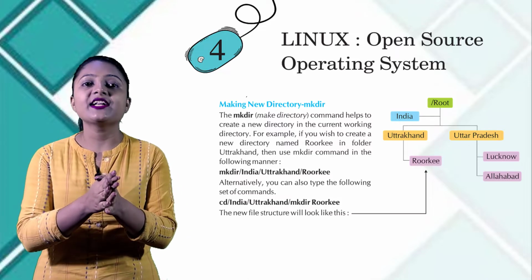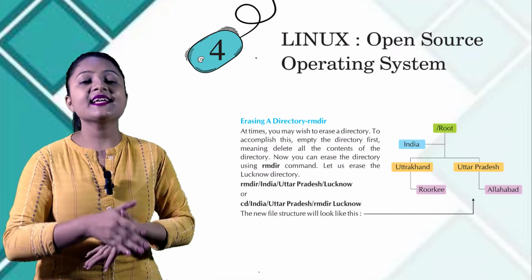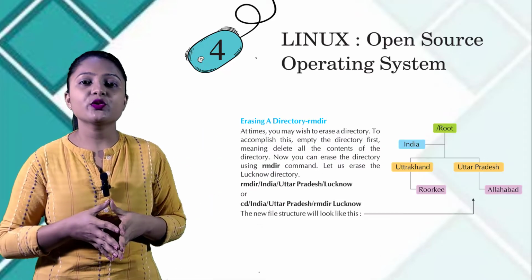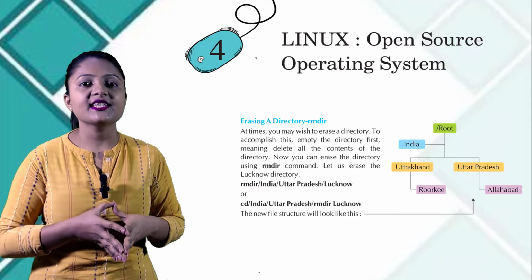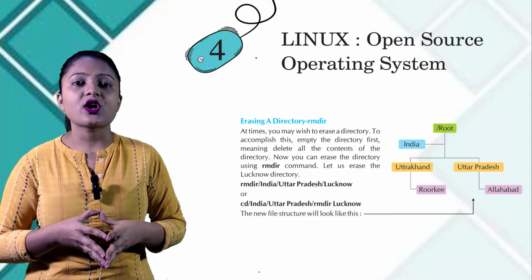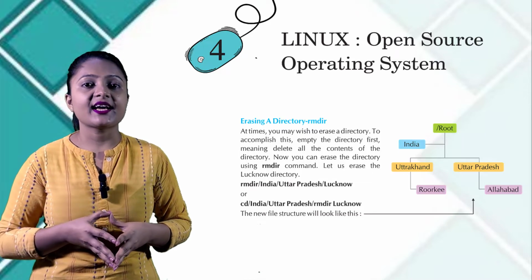cd /India/Uttarakhand/mkdir Roorkee. The new file structure will look like this in this flowchart. Erasing a directory: rmdir. At times, you may wish to erase a directory. To accomplish this, empty the directory first, meaning delete all the contents of the directory. Now you can erase the directory using the rmdir command.